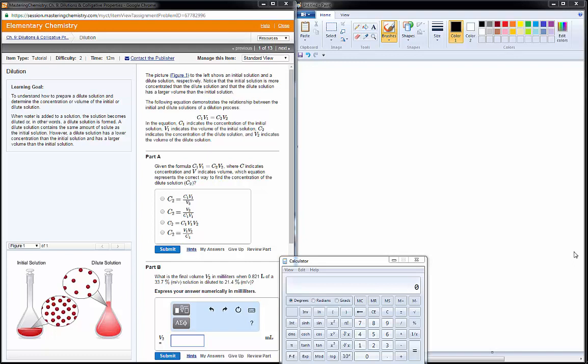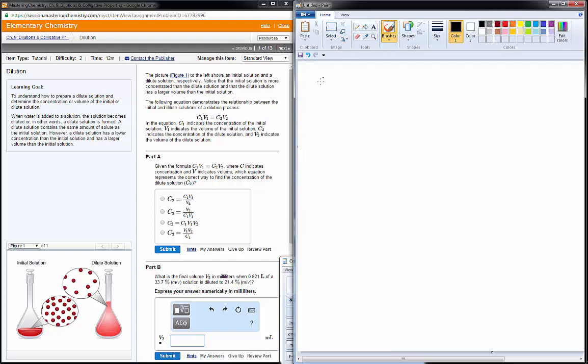This section is talking about dilution, which is where you take a solution and you just add solvent. So the number of your solute particles doesn't change, but your total solution volume does change. And so you can calculate the new concentration of your solution using this equation. And I'm going to repeat it over here. That is, initial concentration times initial volume will be equal to the final concentration times the final volume.